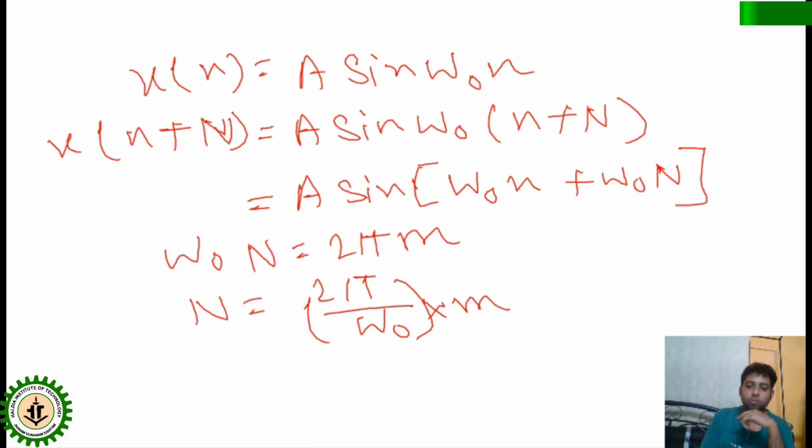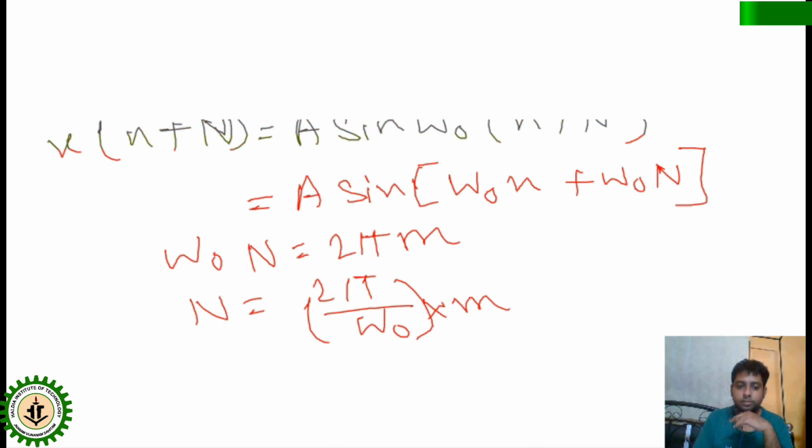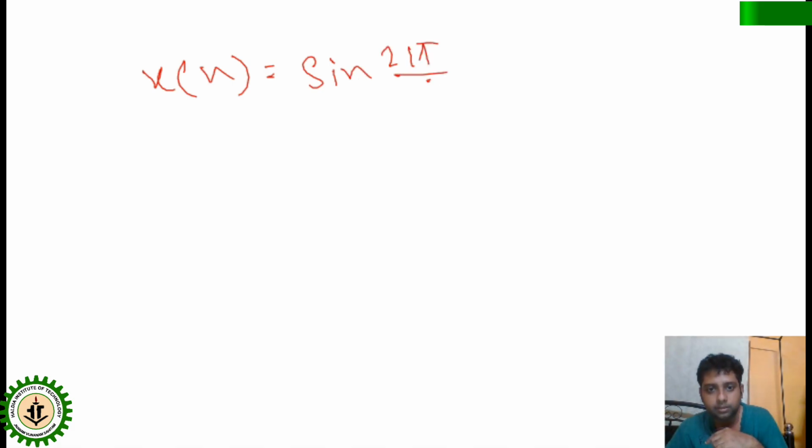Now we will solve some numericals to understand this formula. Suppose consider x of n is equal to sine 2 pi by 3 n. Now check whether this signal is periodic or not. If periodic, find the fundamental period.